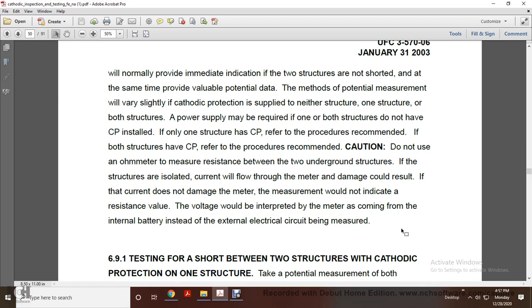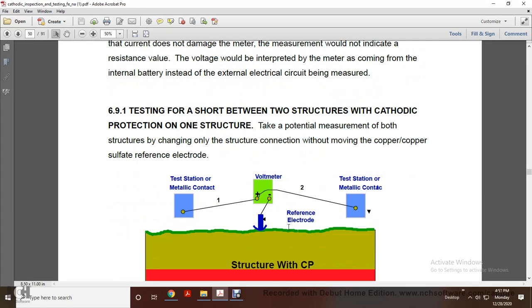Caution: do not use an ohmmeter to measure resistance between two underground structures. If the structure is isolated, current will not flow through the meter, and the measurement will not indicate a resistance value. The meter would interpret the voltage as coupling from the internal battery with the external electrical circuit being measured.